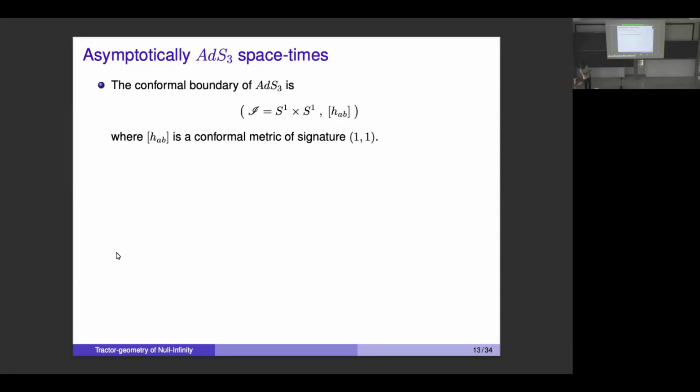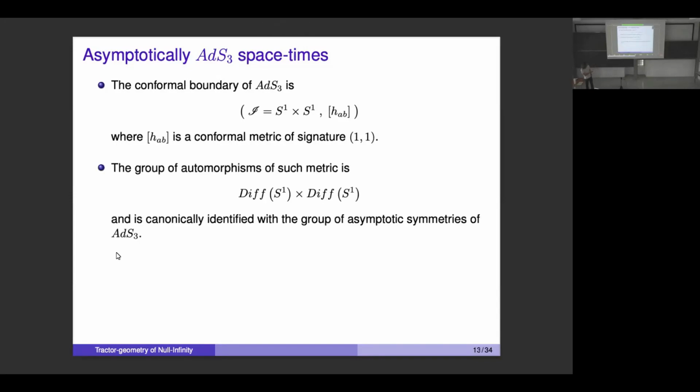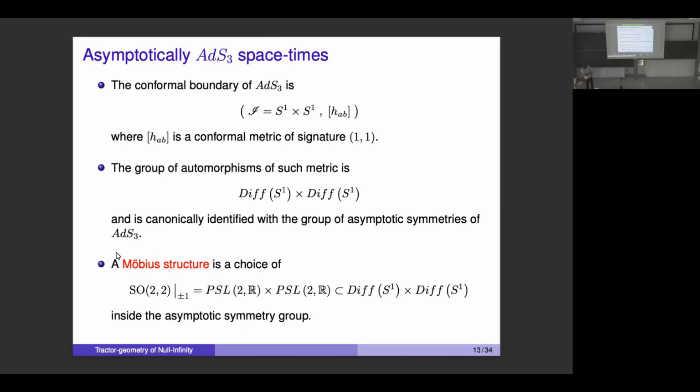So for AdS3, the conformal boundary is just a two-dimensional conformal geometry. Conformal geometry in 2 dimensions is trivial. You get a space of null lines, so it's foliated by null lines, so it's topologically S^1 times S^1. The group of automorphisms is just diffeomorphisms of circles. So you have Diff(S^1) times Diff(S^1). It's infinite dimensional. You could wonder, what do I need to pick PSL(2,R) times PSL(2,R) inside this Diff(S^1) times Diff(S^1)?